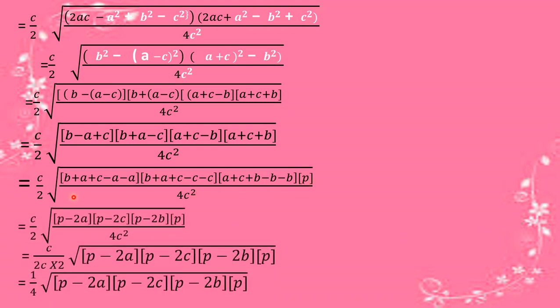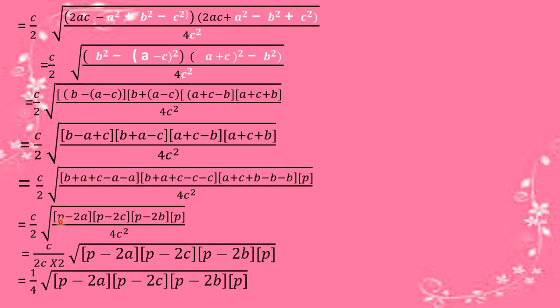Similarly in the third bracket it is a plus c minus b, so here we have to write plus b and minus b. And a plus b plus c becomes the perimeter, so it is denoted by p. Now here we get a plus b plus c, that is equal to p, and minus a becomes minus 2a. Similarly a plus b plus c, it is the perimeter, and minus c is minus 2c. Again a plus b plus c, that is p, and minus 2b, into p upon 4c square with multiplication c upon 2.